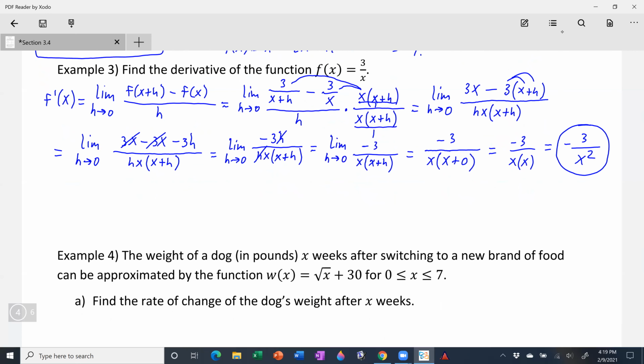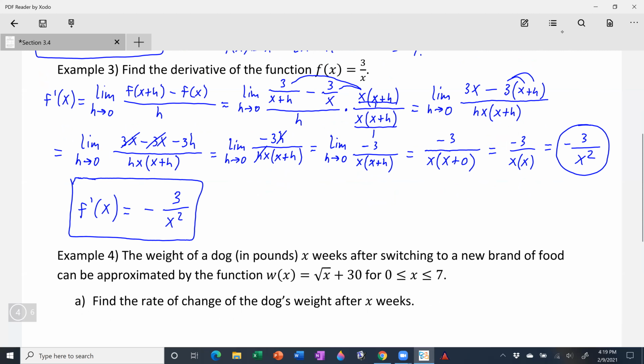And so all of that work was f prime of x. So let me just write it down again. F prime of x equals negative 3 over x squared. Okay, and that's all they wanted. If they wanted us to continue to find the slope of a tangent line at a certain point or the equation of the tangent line, then we can proceed because this would give us the slope anywhere we want.